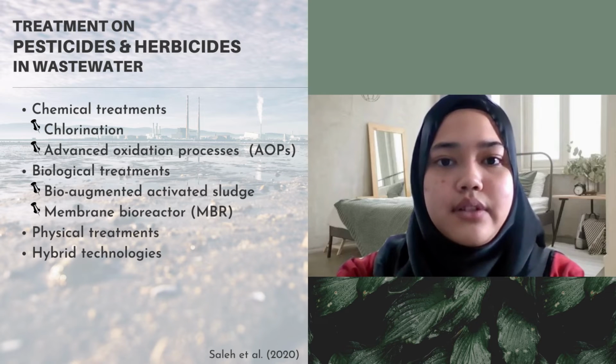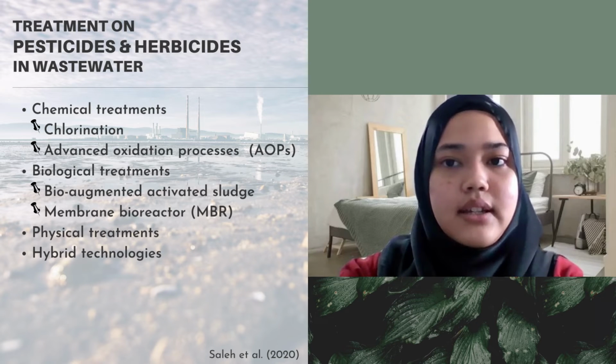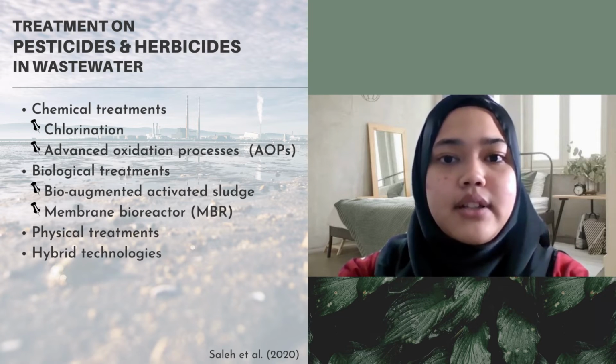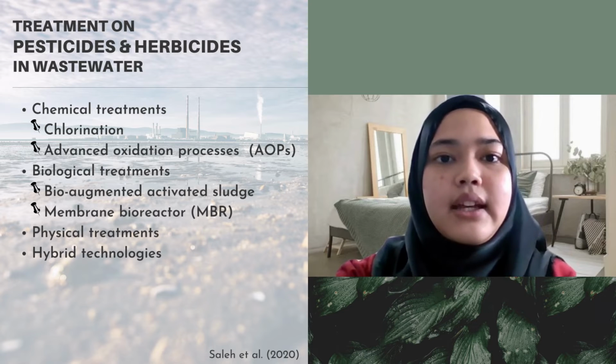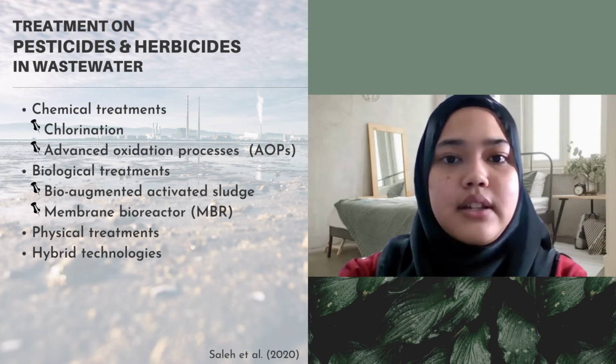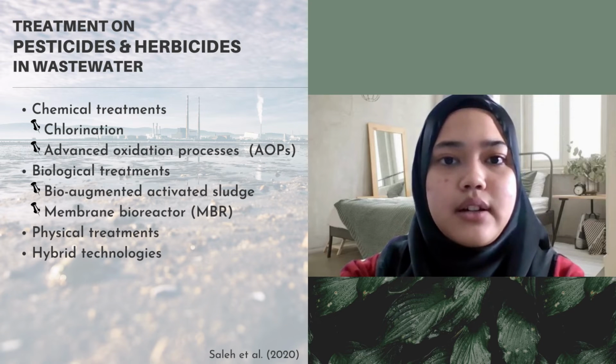Now, we will look into the treatment methods on pesticides and herbicides in wastewater. The methods are divided into 4 categories. The first one is chemical treatment. One example is chlorination. Chlorination is cheap and easy, mainly targeting organophosphorus pesticides. Another example is advanced oxidation processes, which works by degrading organic contaminants into harmless products.